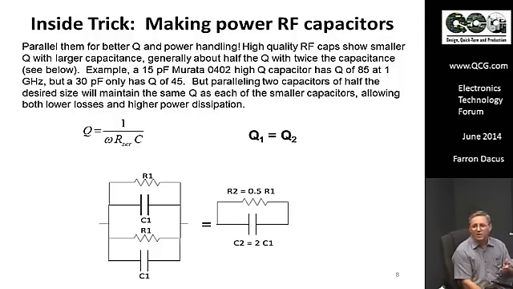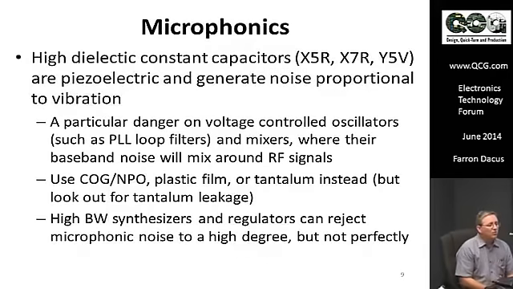You can avoid buying much more expensive capacitors, like porcelain microwave capacitors, by paralleling up a couple of low-cost COG capacitors. And often you can outperform that more expensive capacitor, as well. Okay, microphonics. This is another capacitor issue.